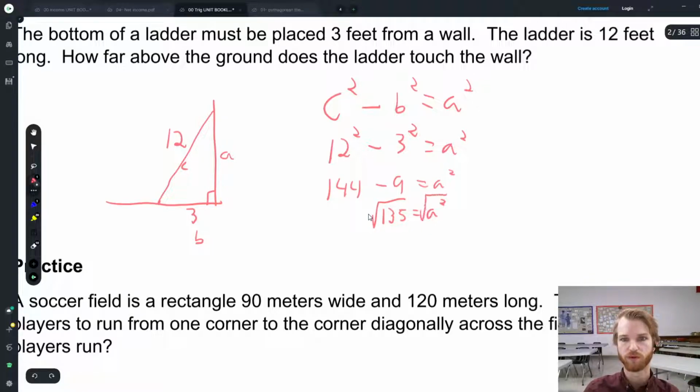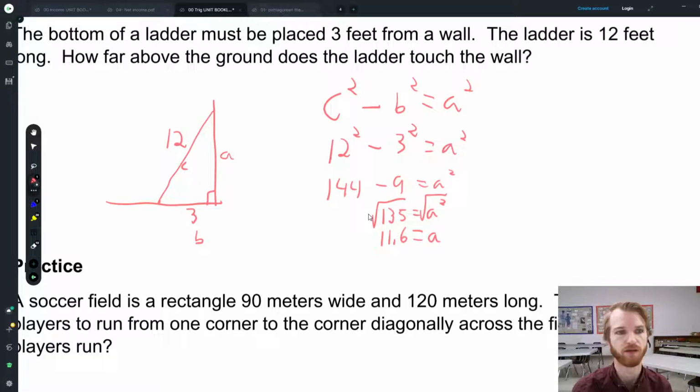Square root of 135. These two things cancel, so we're left with just A, and if you do square root 135 on your calculator, you get 11.6. One thing that's good to check is that your hypotenuse is always going to be your longest side.